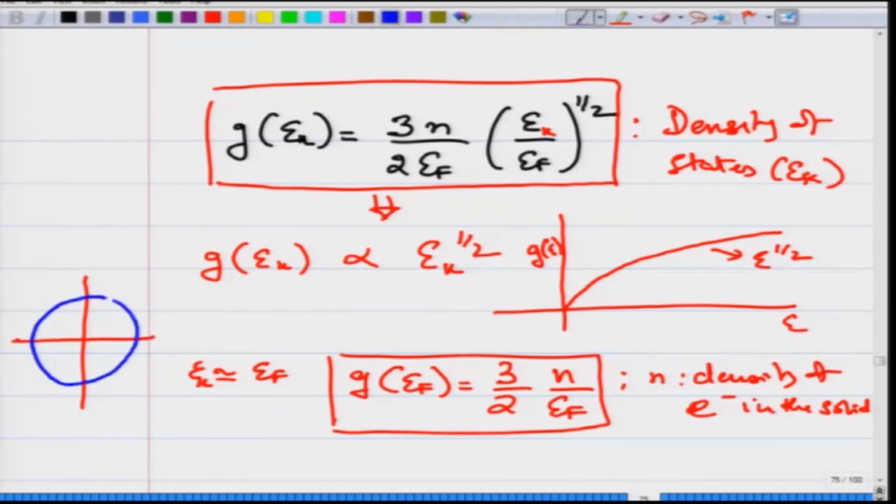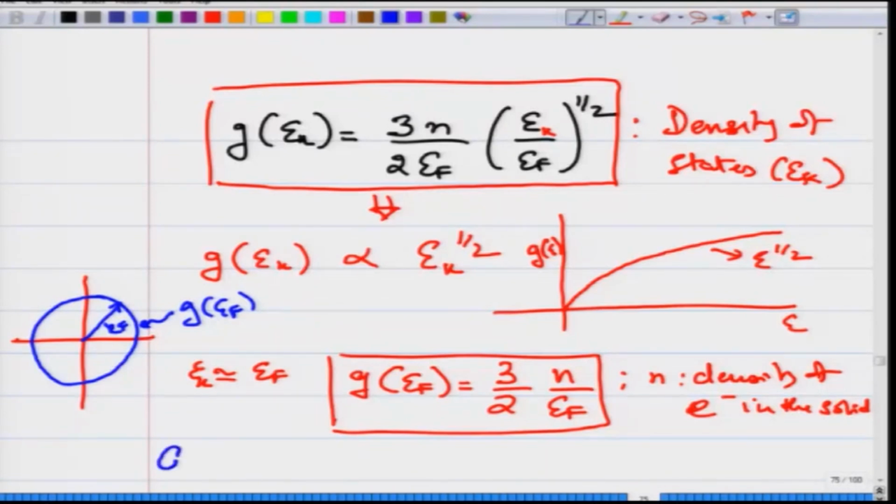So, if you have a Fermi level, then the density of states that are available on the Fermi level, the G at E_f, that means per unit interval of energy, the number of states that you have per unit volume is actually proportional to the total number of particles.